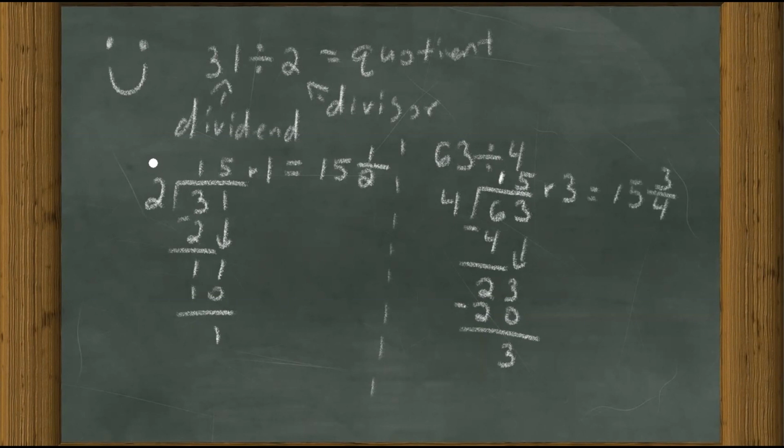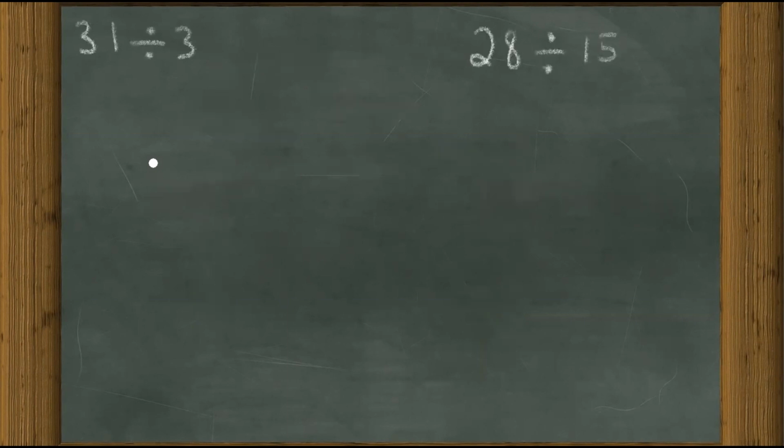So let's look at some examples. First, we have 31 divided by 3, so the same steps. I'm going to rewrite this. 3 goes into 3 1 time. 1 times 3 is 3. 3 minus 3 is 0. I'm going to bring down the 1. Now, I can't fit 3 into 1, but since I just brought this down, I'm going to put a 0 here, because I know that 0 times 3 is 0.